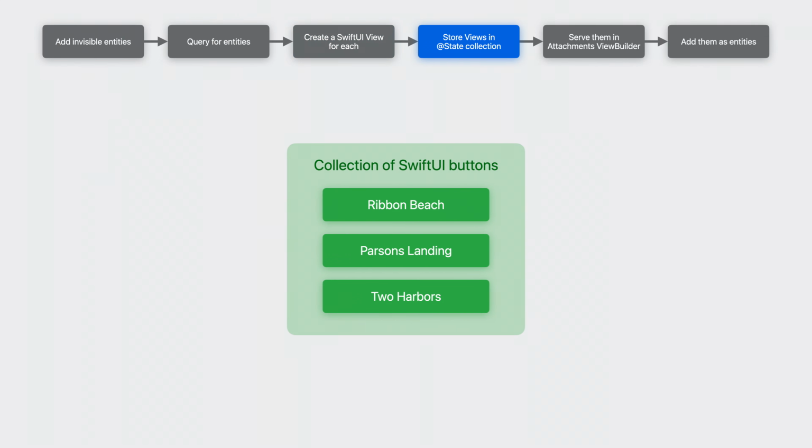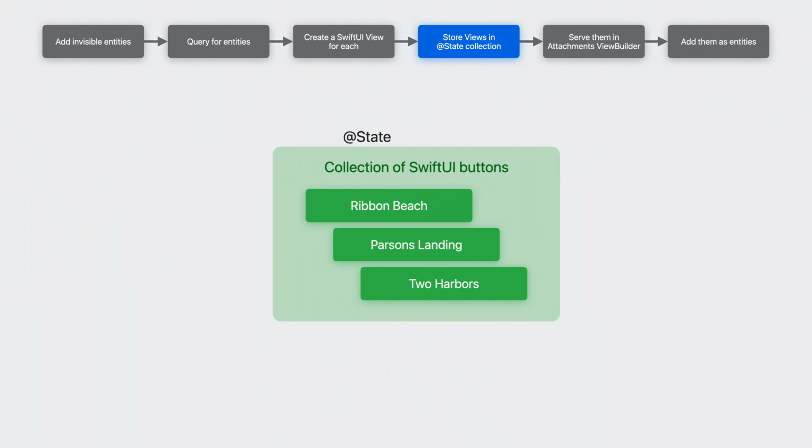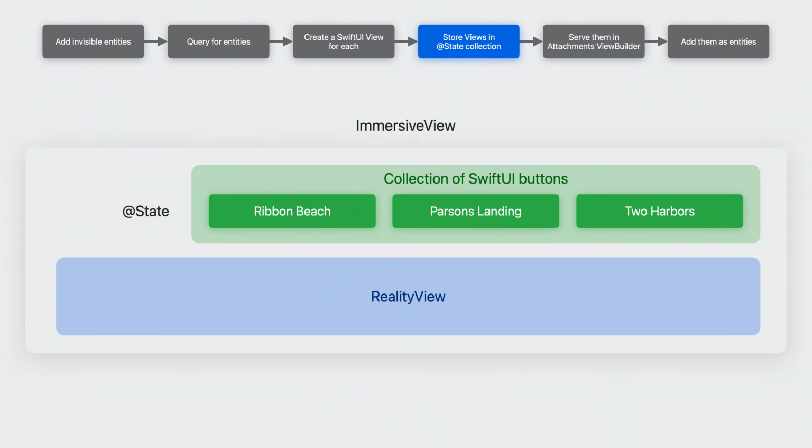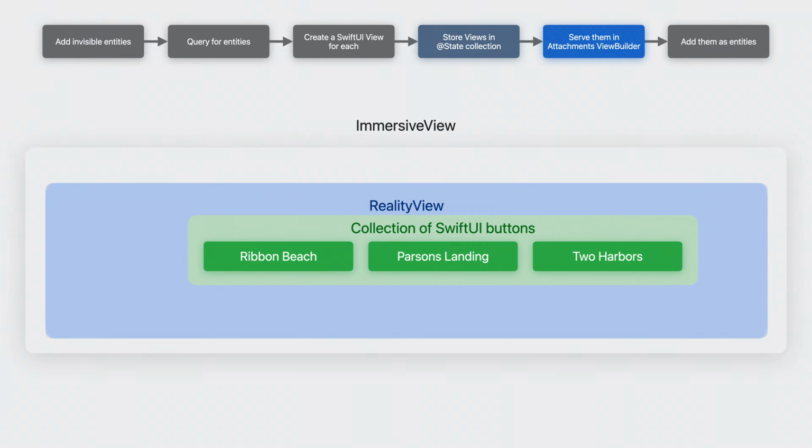To get our buttons into our reality view, we'll make use of the SwiftUI view updating flow. This means adding the property wrapper @State to the collection of buttons in our view. The @State property wrapper tells SwiftUI that when we add items to this collection, SwiftUI should trigger a view update on our immersive view. That will cause SwiftUI to evaluate our attachments view builder and our update closure again.